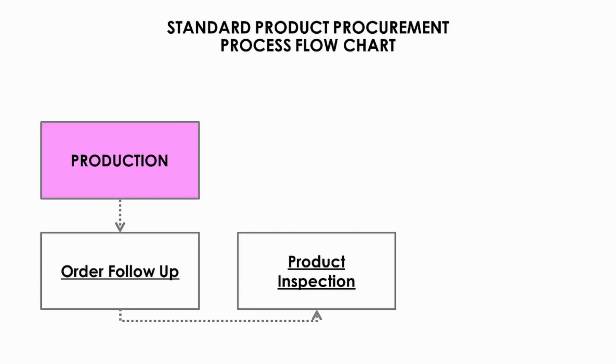Carrying out an inspection while goods are still at the factory allows you to work with your supplier on any required corrective actions. Because once those products leave the factory, you have very little comeback with that supplier.